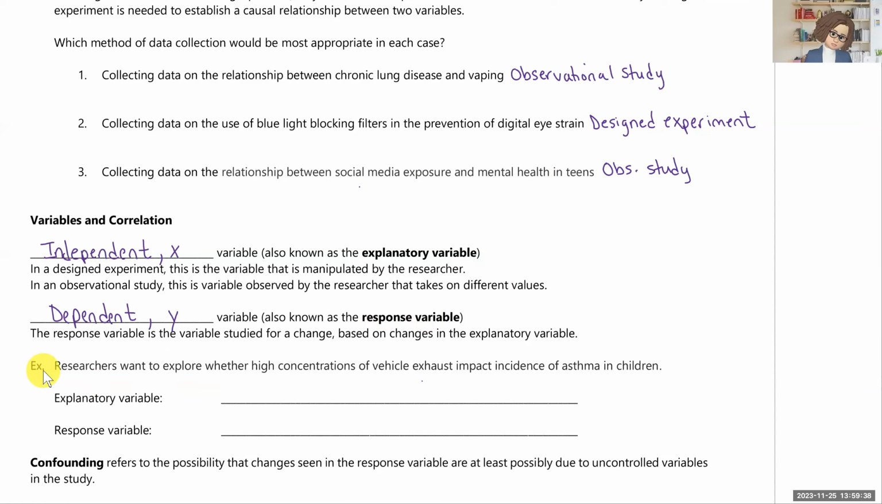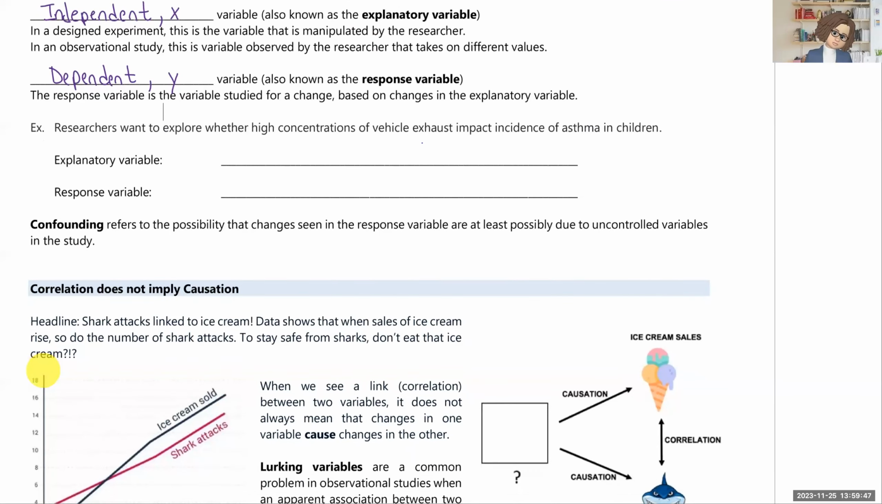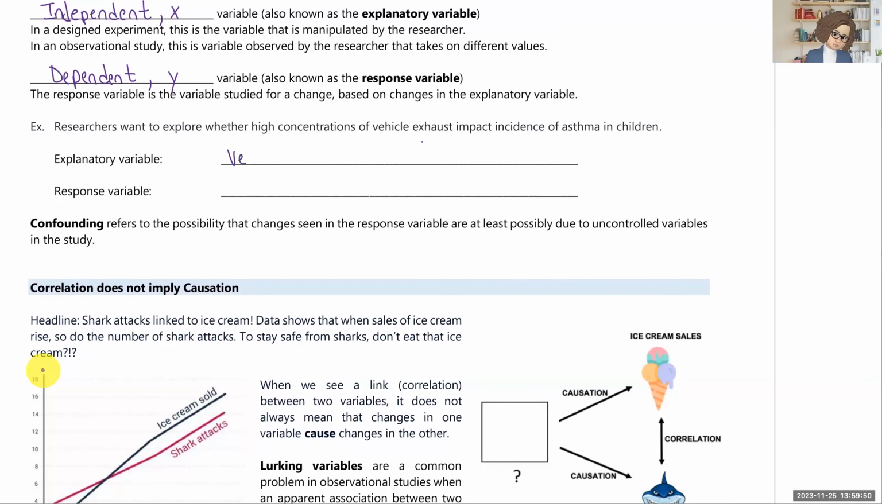All right, one more example here just for practice. So researchers want to explore whether high concentrations of vehicle exhaust impact incidence of asthma in children. So they want to see if vehicle exhaust exposure can explain the incidence of asthma in children. I'll just write asthma here for short. So asthma in children.